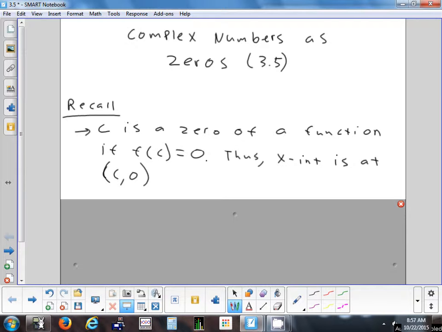X minus. Right? If you've got a number that's a root, you stick an x minus in front of it, and that's a factor. Okay, we've done that quite a few times.